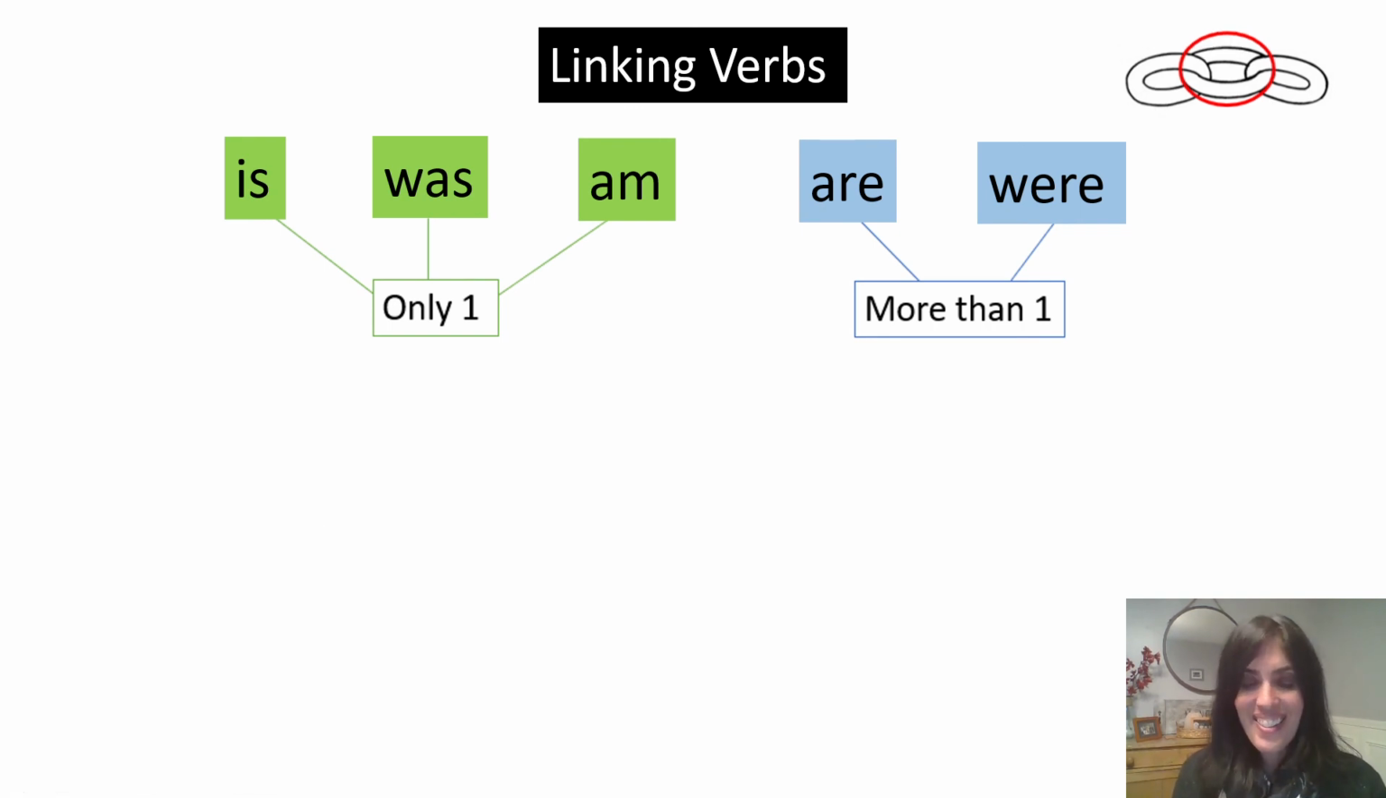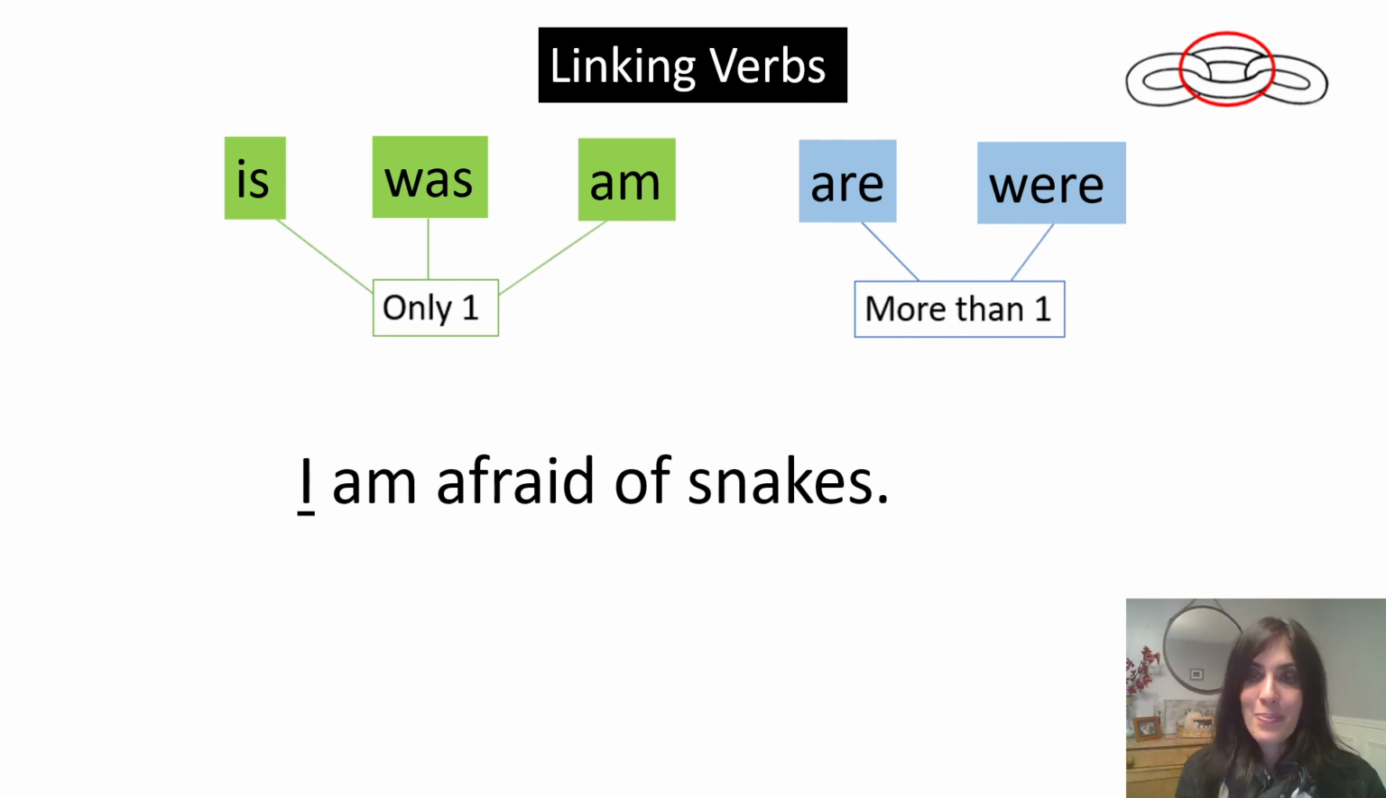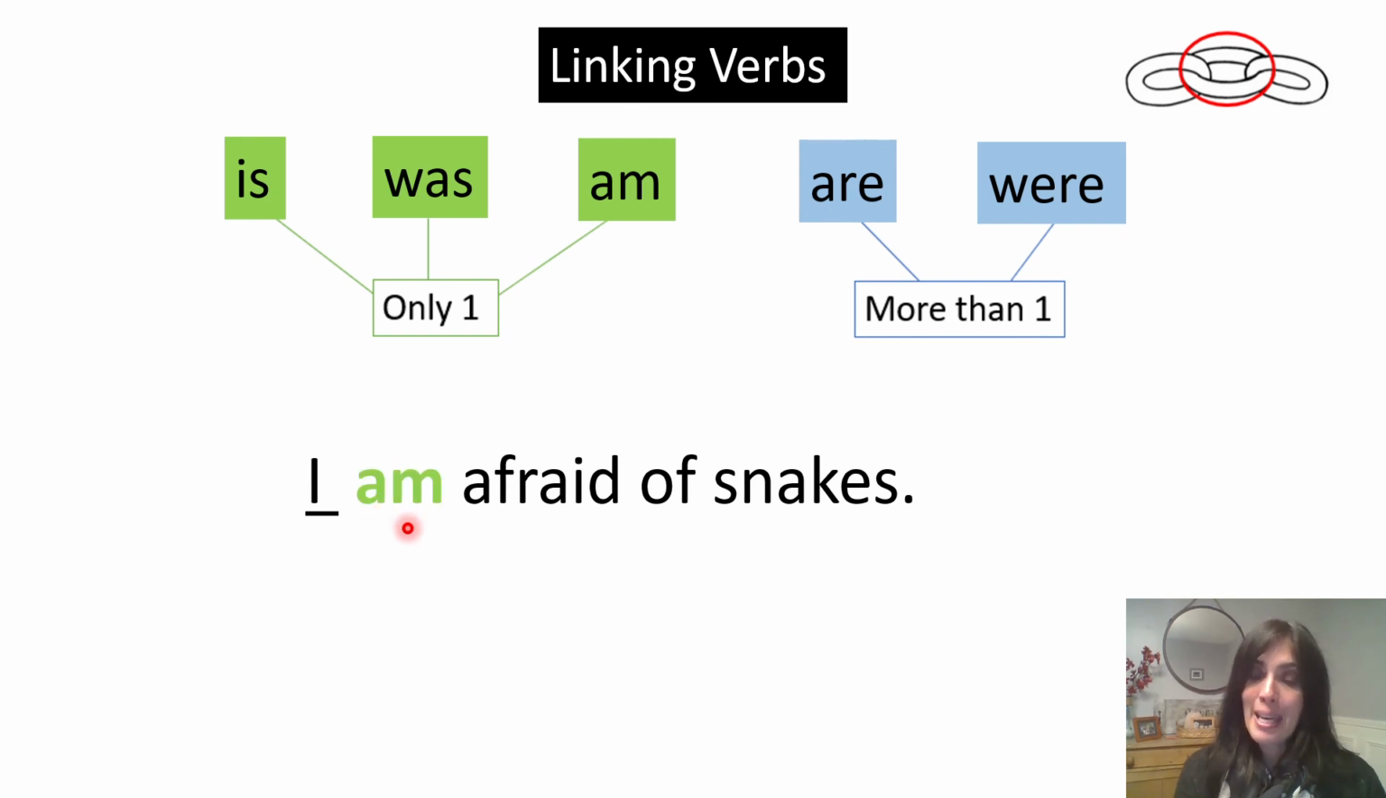Okay, here's our last sentence to practice. Our sentence reads, "I am afraid of snakes." Because I is singular, it's only talking about one person, I need to use the linking verb am.